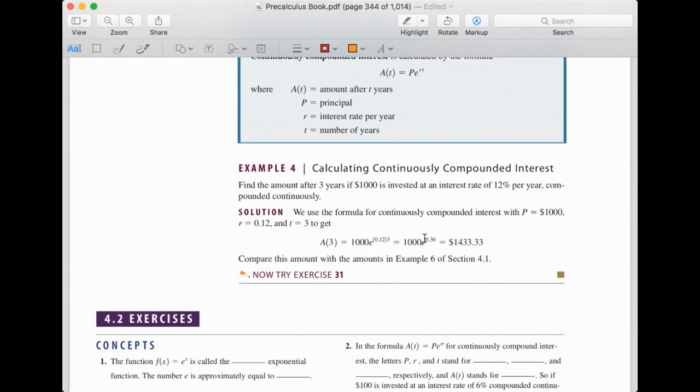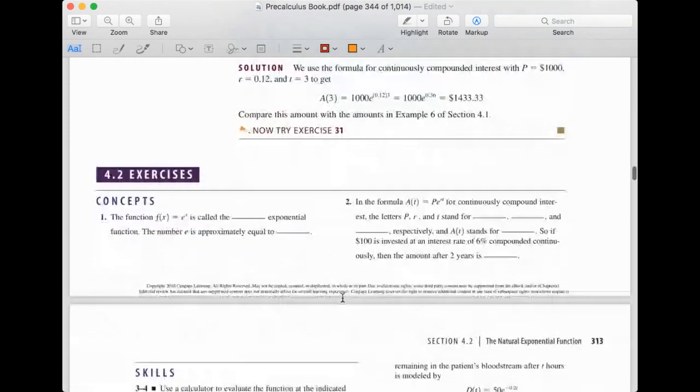If you put e raised by 0.36, we get a number. So it's approximately 1.433. If we put $1,000 in the bank, and the bank offers a 12% annual interest rate, and if the bank compounds the interest continuously, after 3 years we would have $1,433 in the bank. All right, so that's this formula.